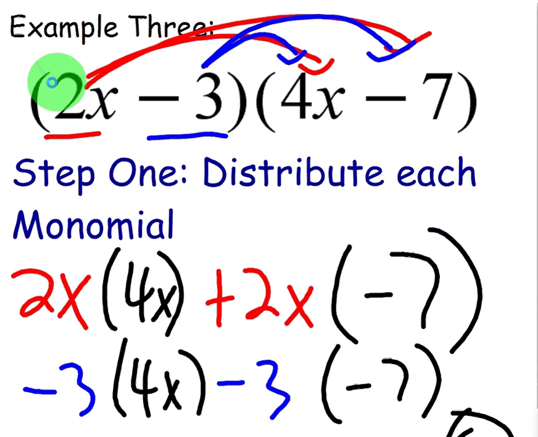We have 2x minus 3 times 4x minus 7. Okay, so we're going to do the 2x times the 4x, which is right here, then the 2x times the minus 7, which is right here. Notice there's a plus here because the 2x is positive. If it was negative, it'd be minus 2x. Next, minus 3 times 4x right here, and then minus 3 times minus 7 right here.